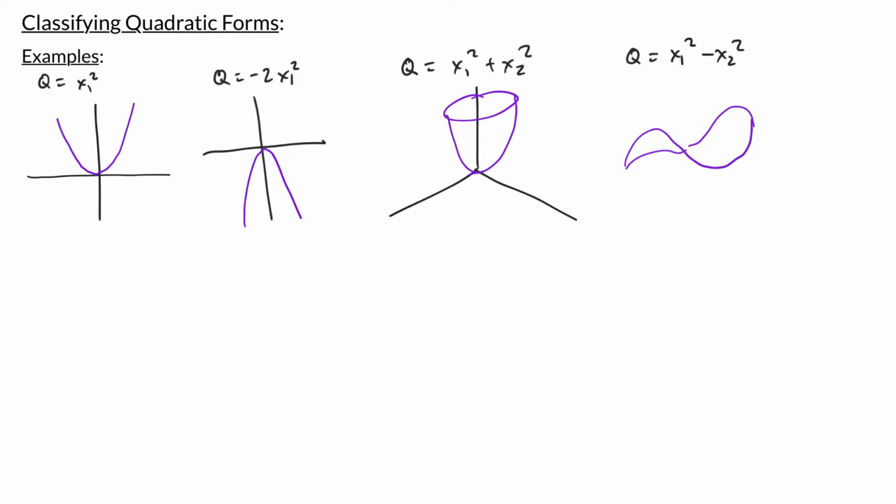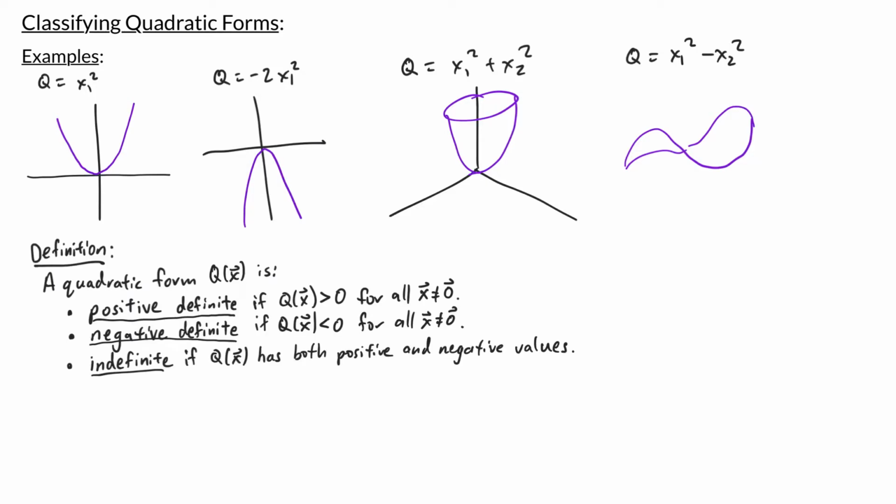Now, one way to classify these quadratic forms is by the signs of the output when you plug in various points for x1 and x2. We say that a quadratic form q of x is positive definite if q of x is greater than 0 whenever x is not the 0 vector. So for example, q equals x1 squared here is positive definite because our parabola lies above the x-axis. All of the outputs are positive whenever you input something that's not 0.